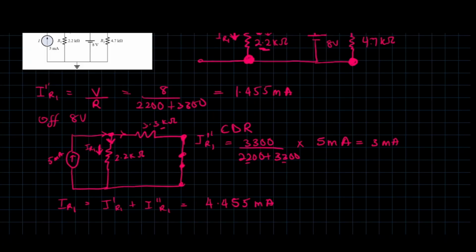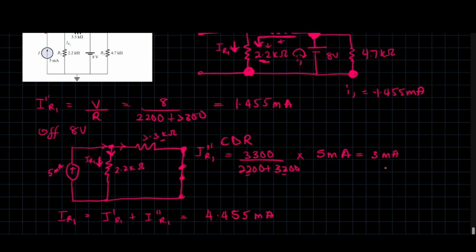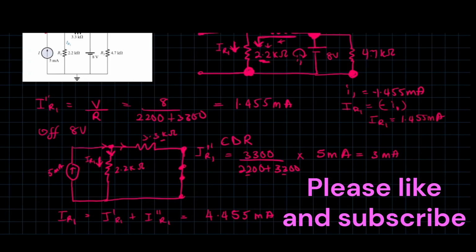And just a note, I feel like someone might use mesh analysis. In mesh analysis, you're going to get that I1, that is your current that will be here, equals minus 1.455 milliamps. But notice how the I1 is going in this direction and the IR1 is going in this direction. That is, they're going in opposing directions. So it will mean that IR1 is equal to the negative of whatever I1 is because they're opposing, which means IR1 will still be equal to 1.455 milliamps. So in case you wanted to do mesh analysis, thank you for listening.